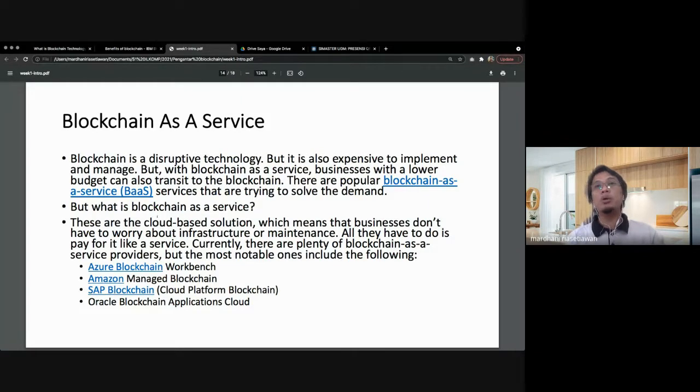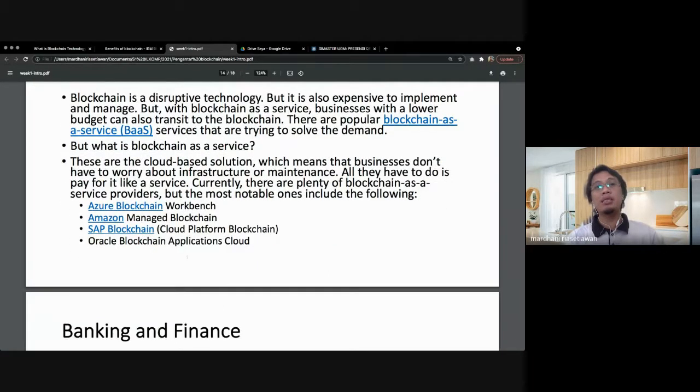Using a cloud-based solution, the user and the industry can use it in a very easy way. So that's why Azure blockchain, Amazon, SAP blockchain, and Oracle blockchain have now released services for this. But unfortunately, what we consider is that the blockchain from these big companies is centralized by the company.